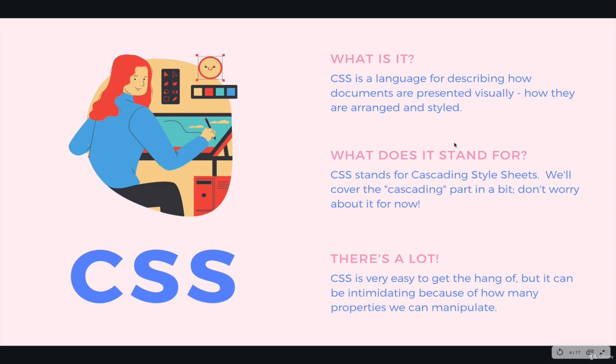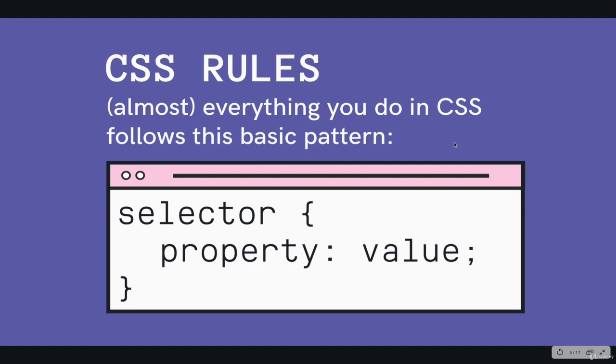So whenever we write CSS, we're writing CSS rules. They look something like this. Now, this is a generic, extracted version. This is not valid CSS here. This is the basic pattern or template. So we have something called a selector and then curly braces and then property, colon, value, semicolon.